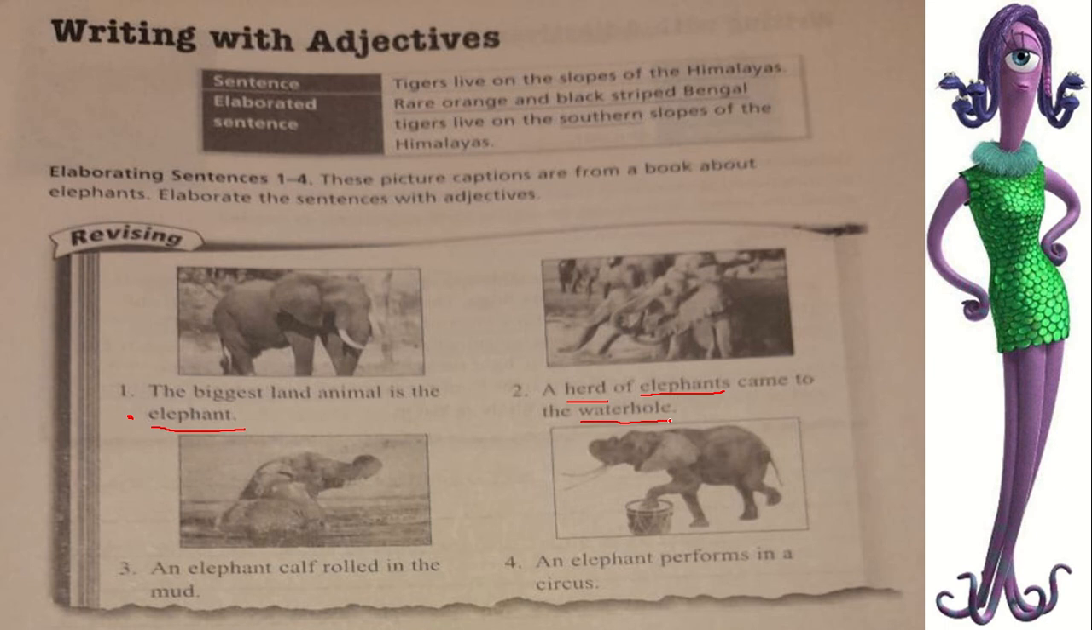Fresh, deep water hole. So you have to rewrite these sentences on the bottom of the page, adding at least one adjective. So right there, you will add 3 different adjectives to the sentence. An elephant calf rolled in the mud. Okay, I want you to describe the word mud. And we've been describing already.